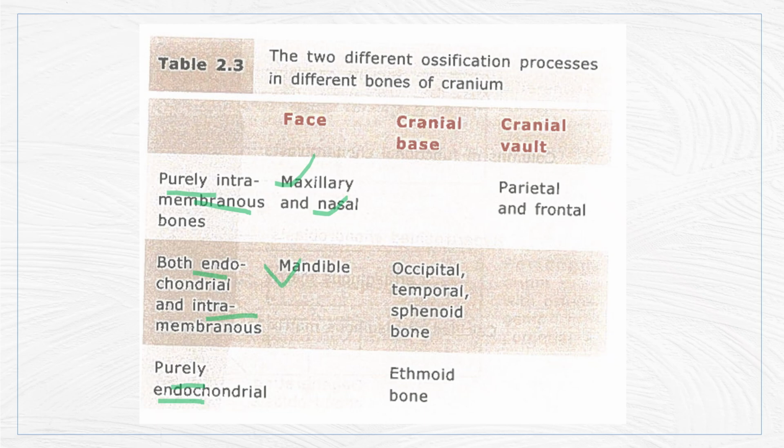Then in the cranial base, both endochondral and intramembranous ossification take place in the occipital bone, temporal bone, and sphenoid bone. But the ethmoid bone is purely endochondral. That is, cartilage is converted into bone. Then in the cranial vault, only intramembranous bone formation will be there. There is no cartilaginous precursor. One is the parietal bone and the other one is the frontal bone.